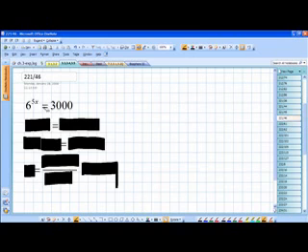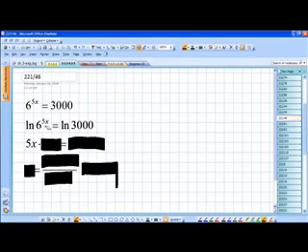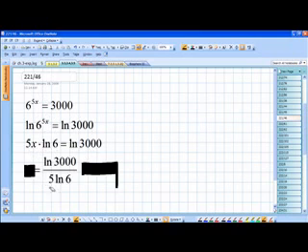Here again, we want to get the variable out of the exponent, and so what we'll do is take a natural log of both sides. I prefer to do that rather than the change of base formula, though that way works. I can put the 5x in front now as a coefficient. Divide both sides by 5 ln 6. So my answer is ln 3000 over 5 ln 6, approximately 0.894.